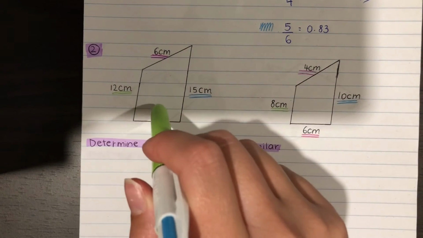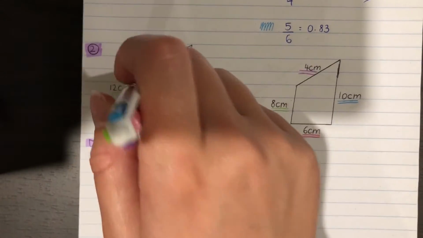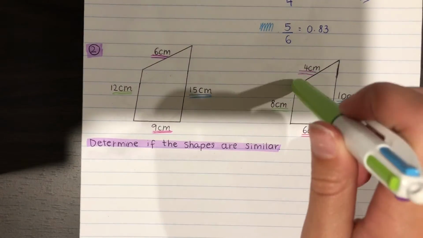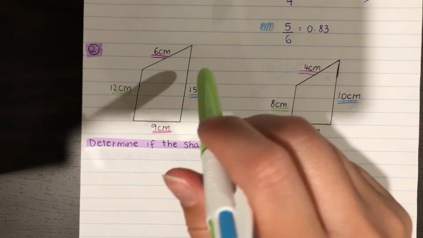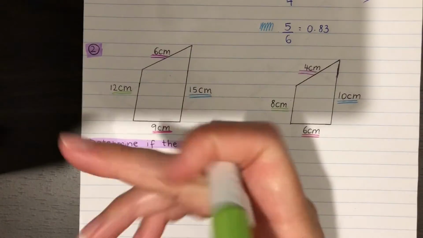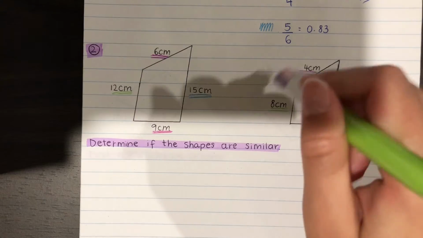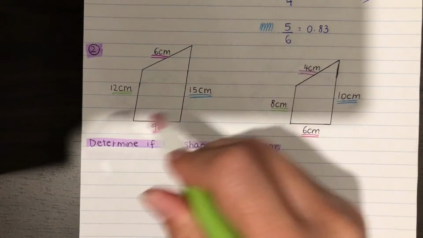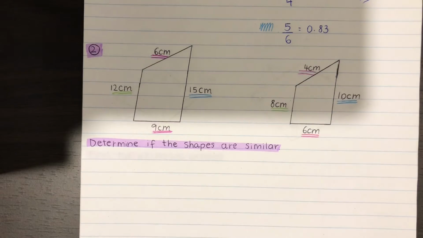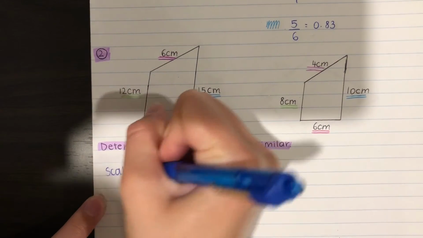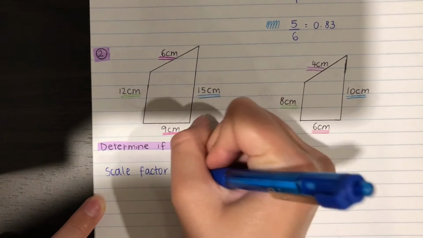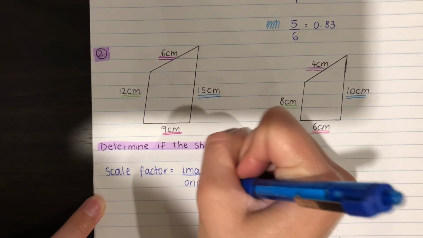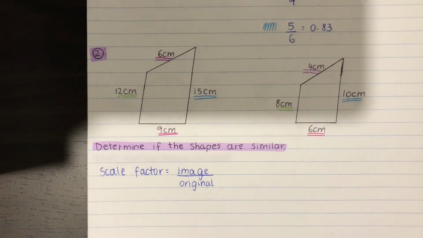The next longest side in this shape is the 12 centimetres, and the next longest side in this one is 8 centimetres. So yes, they line up again. The smallest side in this shape here is 6 centimetres, and the smallest side in this one here is 4. So we know that they all line up. Now what we need to do is find the scale factor, to see whether they are similar or not.